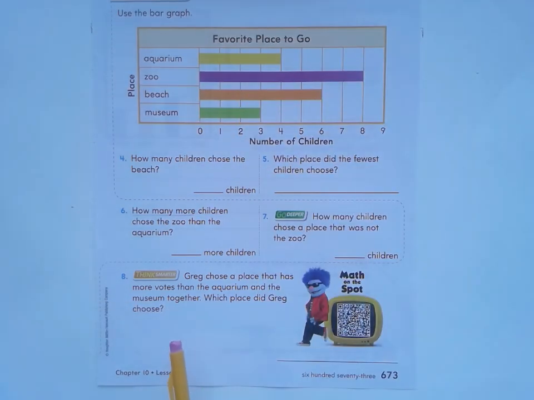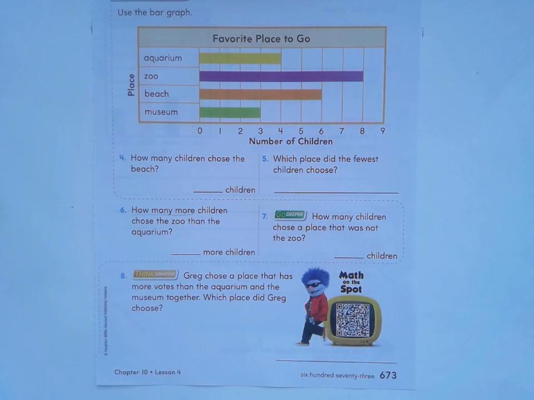And number 8 says Greg chose a place that has more votes than the aquarium and the museum together. Which place did Greg choose? I need to give you a little hint here. You need to find out how much the aquarium and the museum are together before you can answer that question. And you'll write your answer here. Which place did Greg choose?